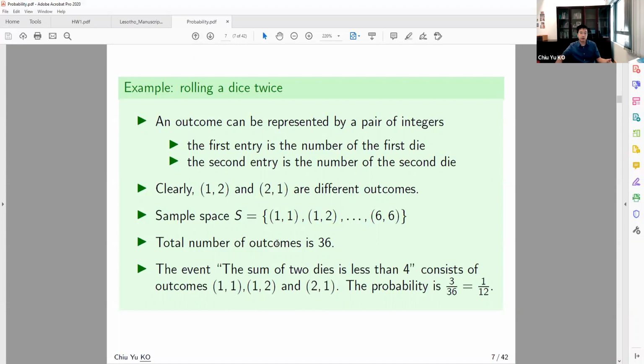And we know that the die is fair, so each of the 36 outcomes is equally likely. That's why you can just take the ratio 3 to 36, which equals 1 over 12. Is that okay for this example? Okay, so that's good.